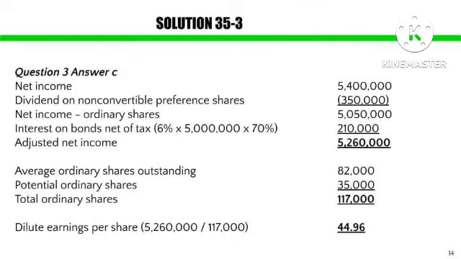It will be divided by the total ordinary shares, which is the average ordinary shares outstanding of 82,000 plus potential ordinary shares of 35,000, equal to 117,000. So, using the formula, 5,260,000 divided by 117,000 is equal to 44.96.